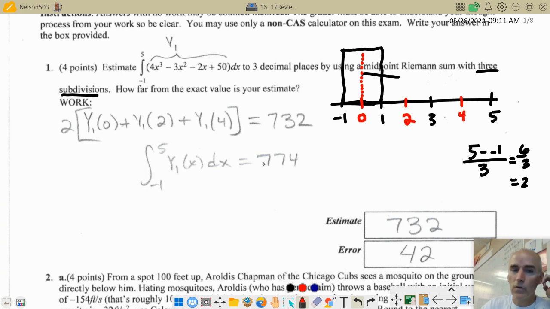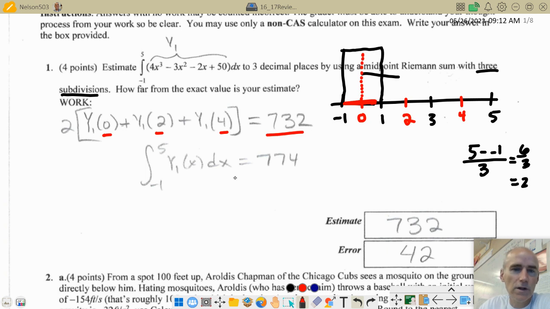So when you look over here, that's why I'm calculating the y value at 0, 2, and 4. And then I'm multiplying by 2. I've just factored out the 2 out front for the width of my rectangle, right? So the width is 2 and the height is calculated at that midpoint. So that number comes out to be 732.